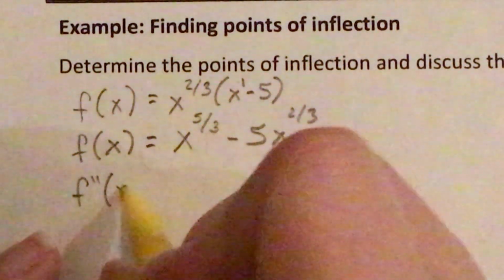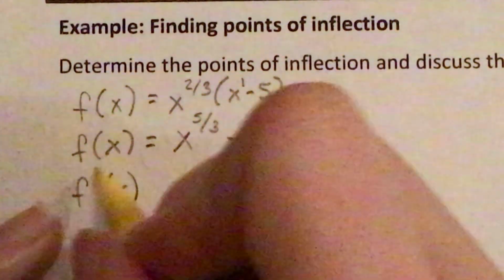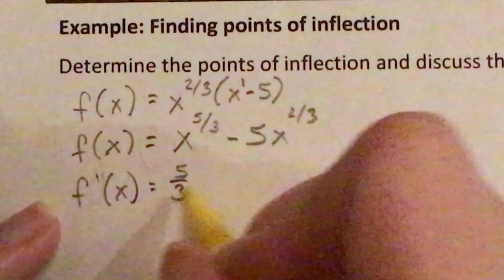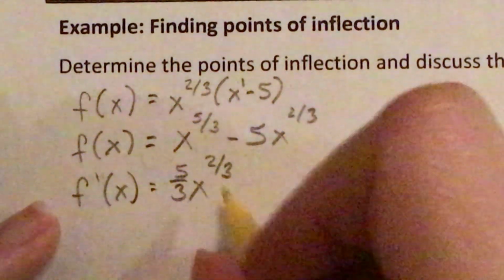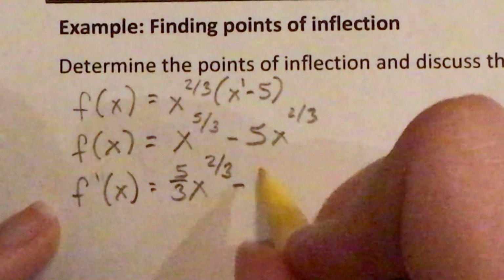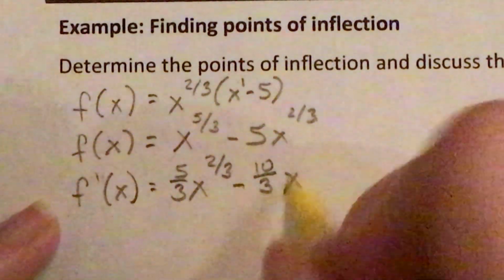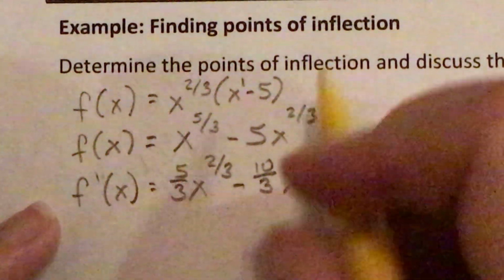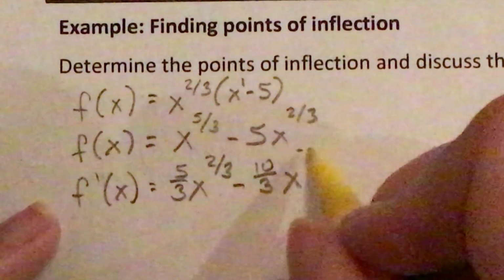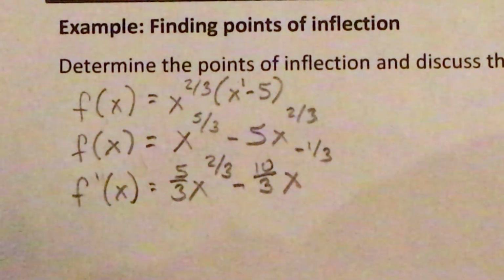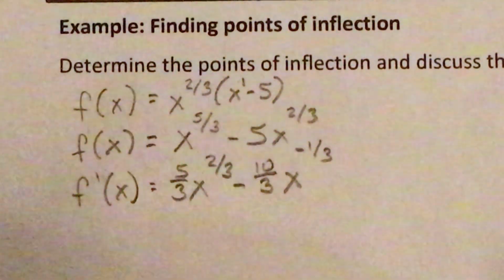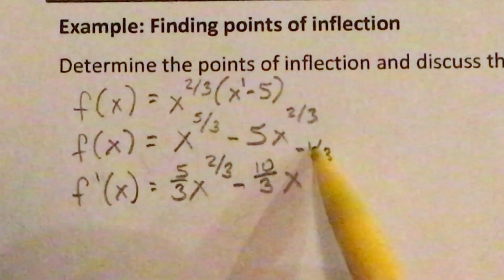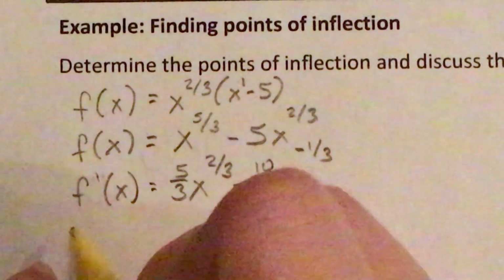F double prime of x, nope, gotta take one at a time, Miss Campbell. Slow your roll. All right, f prime of x equals 5/3 x to the 2/3, right? 5/3 minus 3/3 is 2/3, minus 2/3 times 5 is 10/3 x to the 2/3 minus 1/3, minus 1 is negative 1/3. We do not want to switch this to a fraction yet. We don't want to put that in the denominator because we still have to take another derivative.